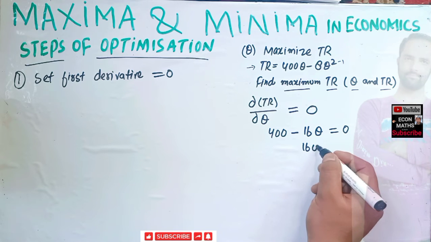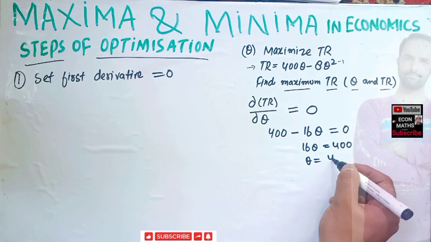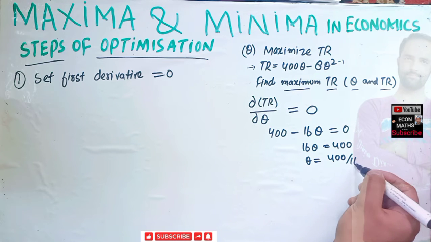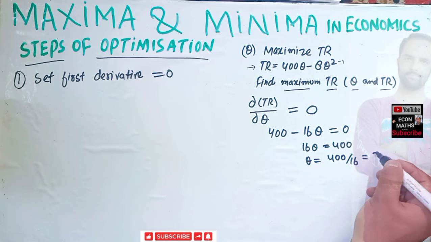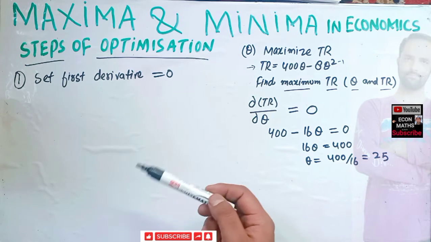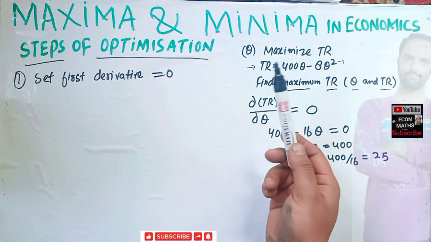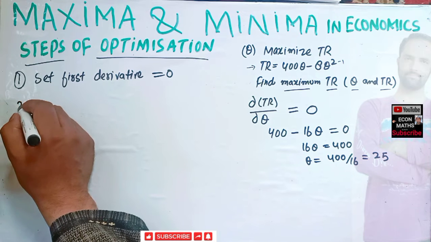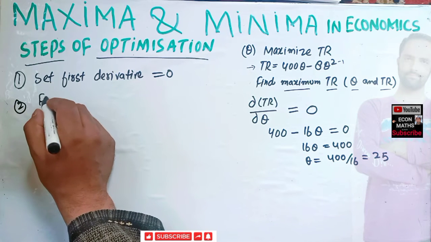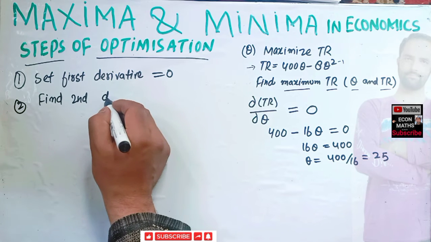So we have 16Q is equal to 400, which gives us Q is equal to 400 upon 16, which comes out to be 25. So the steps of optimization require first we set the first derivative equal to 0. After that, second step is find second derivative.